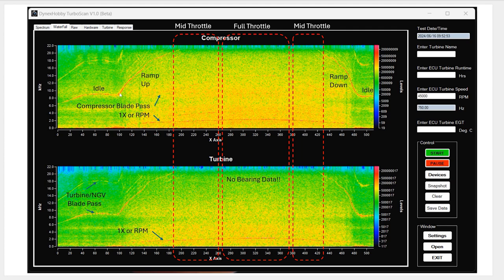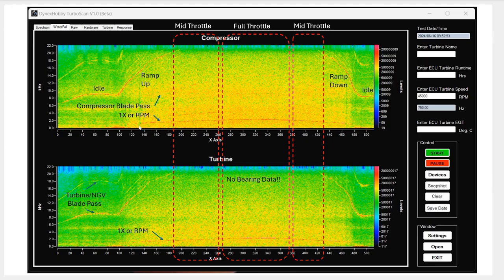As we ramp up the turbine, you can see that the line increases in frequency along the horizontal axis. So the horizontal axis is just the time scale as we run the turbine. So as we run the turbine up to speed, we go through the mid-throttle setting, full throttle, mid-throttle, and then ramp down again. So you can see on ramp up, the frequency is increasing as you expect for the compressor and turbine. You'll see a line on the bottom here, which is a very sort of shallow arc.